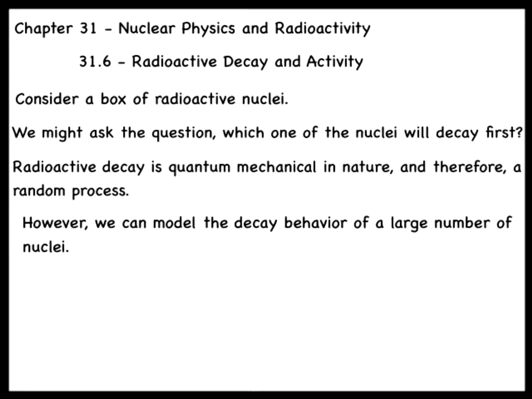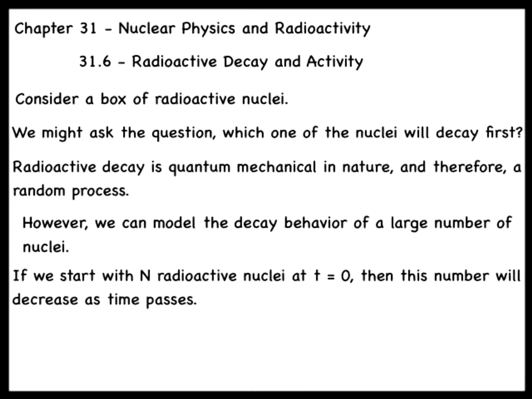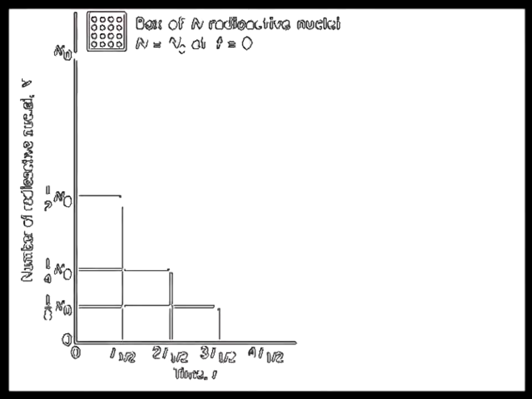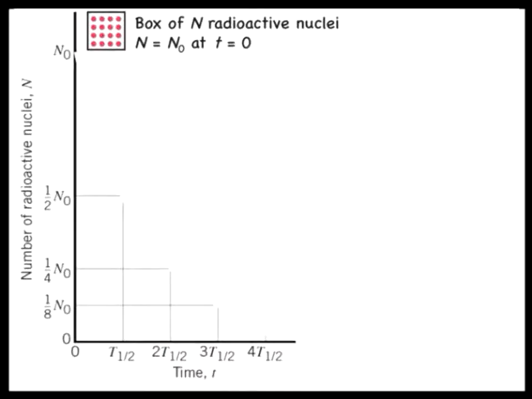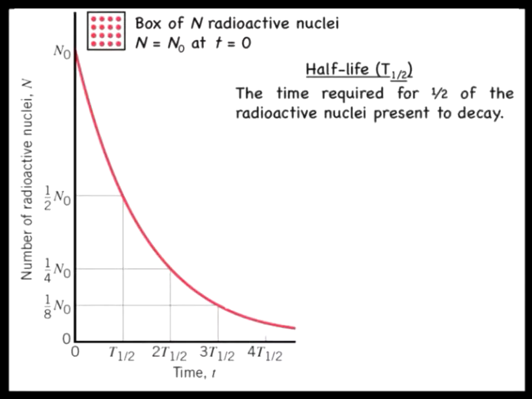We know that if we start with N radioactive nuclei at t equals 0, then this number will decrease as time passes. The following graph shows that N decreases smoothly as a function of time and approaches 0 after enough time has passed. To help describe the graph, it is useful to define the half-life, or T1/2, of a radioactive isotope as the time required for 1/2 of the nuclei present to disintegrate.